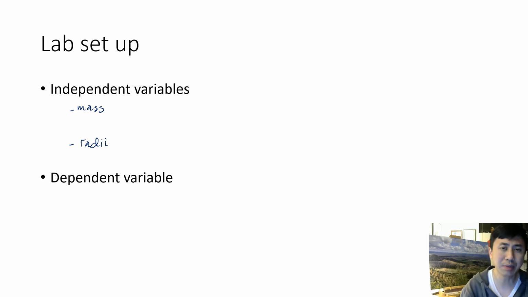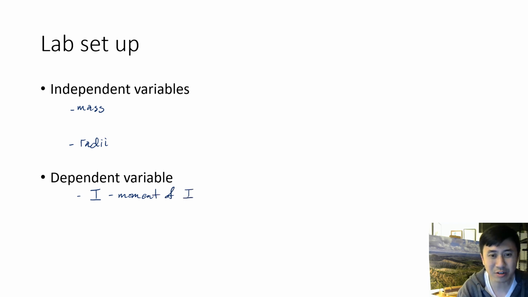We know what we're going to change. We know our independent variables. Our dependent variable, that's a little bit trickier. That's going to take a lot of math. Our dependent variable is actually the moment of inertia. It's I. We want to find the moment of inertia. But the thing is, that's hard to find, right? The moment of inertia takes a lot of math to find. So we're going to use an equation that looks like this.